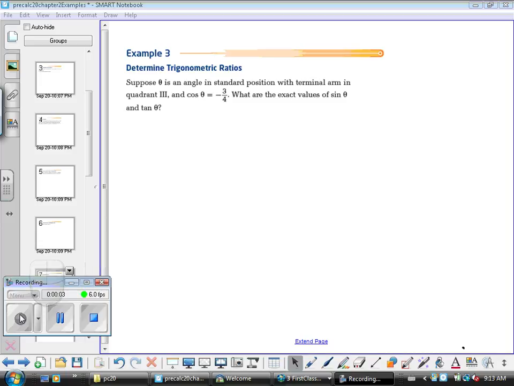Okay, in this example, example 3 from page 92, we're determining a trig ratio. We're given the cos value, and we're also told that it's in quadrant 3.